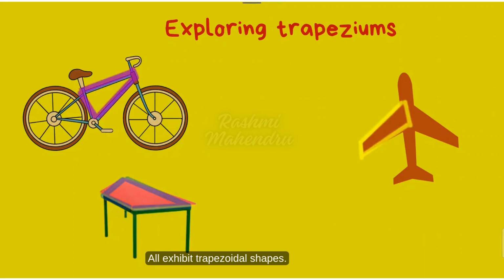All exhibit trapezoidal shapes. The reason is that we encounter so many trapeziums in our real life objects because of the varying side length and angles. There is no specific characteristic for any side or any angle in a trapezium. Just one pair of parallel sides and a simple quadrilateral turns into a trapezium. I am sure you can identify the trapezium in this lampshade.